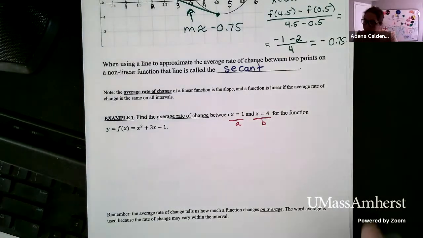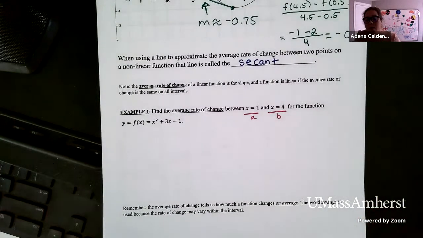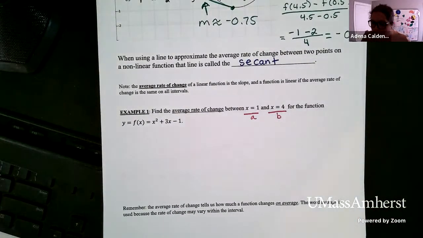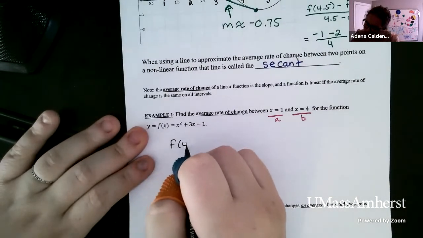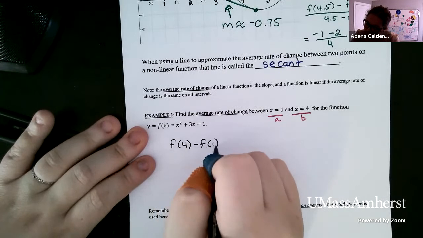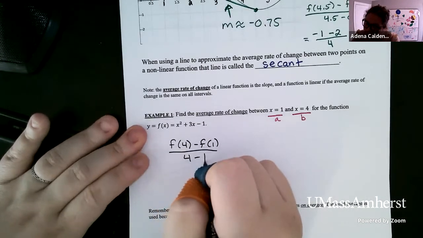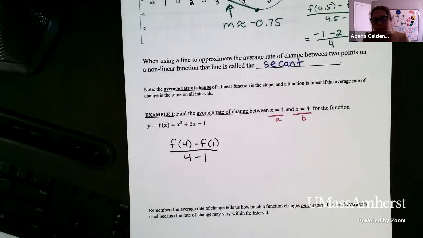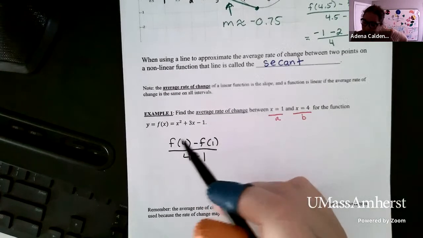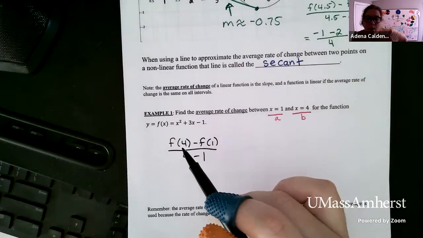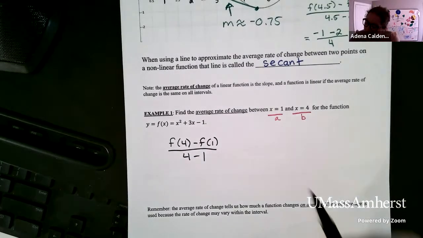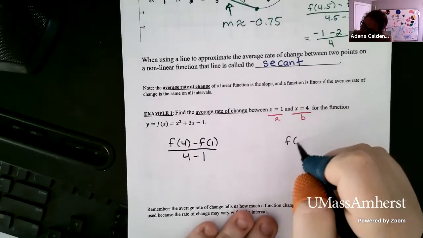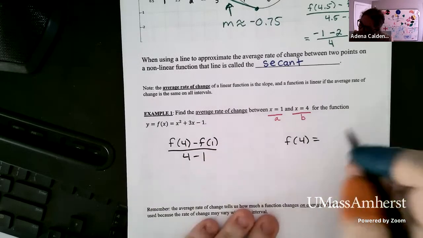All right, so let's take a look at this one. So again, we know we're looking between 1 and 4. So when we set up our formula, we're going to have f of 4 minus f of 1 over 4 minus 1. That represents the slope of the line that connects 1 and 4. So now we have to ask ourselves, how do we find f of 4? When we had a graph, we just approximated it from the graph. Here we have a formula, so we need to do that calculation by plugging the 4 into the given function.